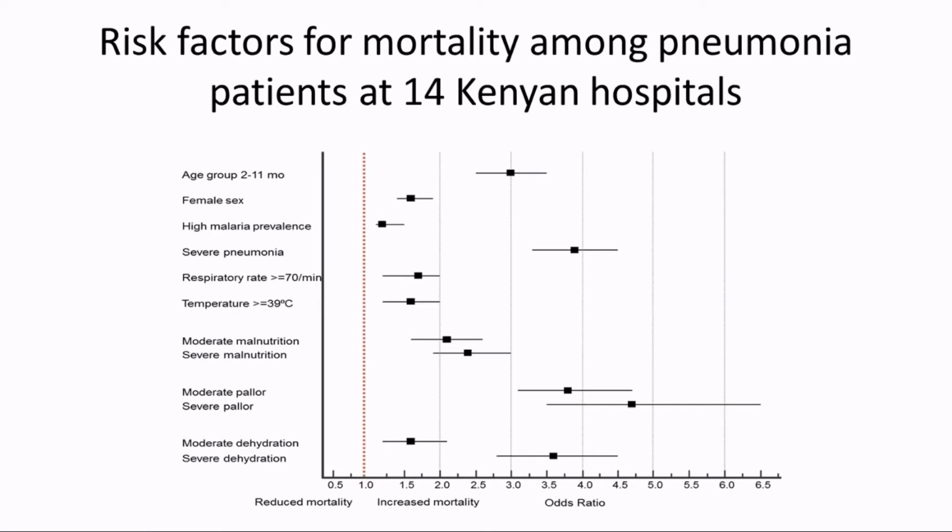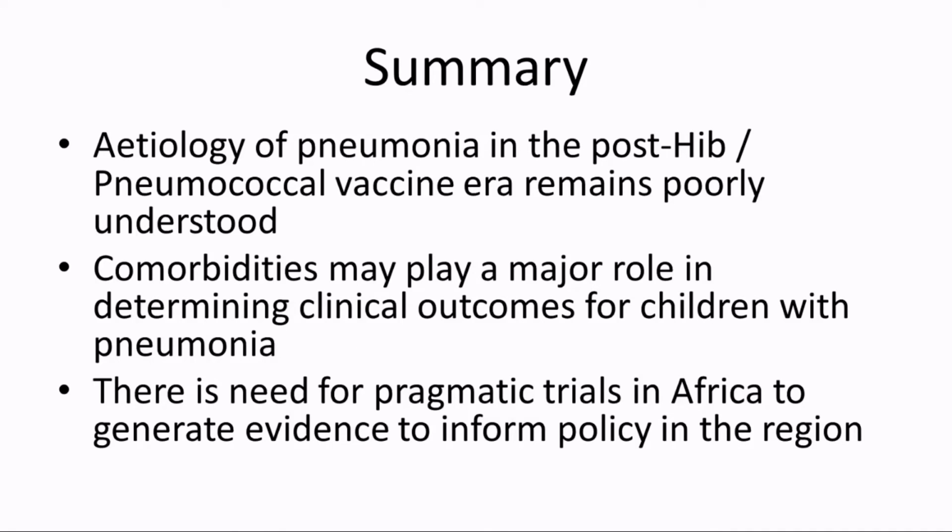So in summary, we think that the etiology of pneumonia might have changed following the introduction of particularly the pneumococcal and the Hib vaccines. We think comorbidity may play a major role determining clinical outcomes for children with pneumonia, and some of these questions are best addressed using pragmatic clinical trials to inform policy relevant questions within the region.